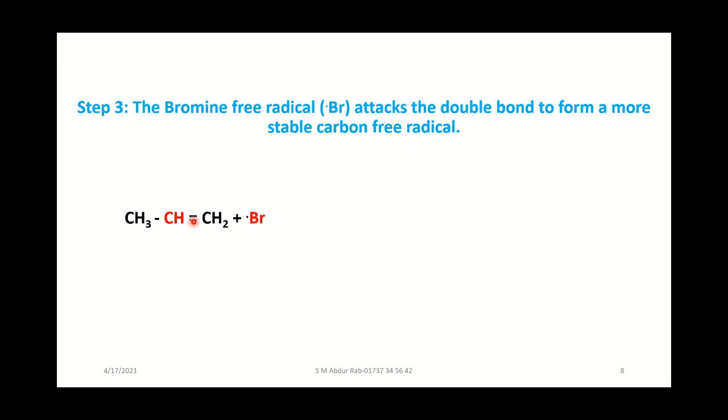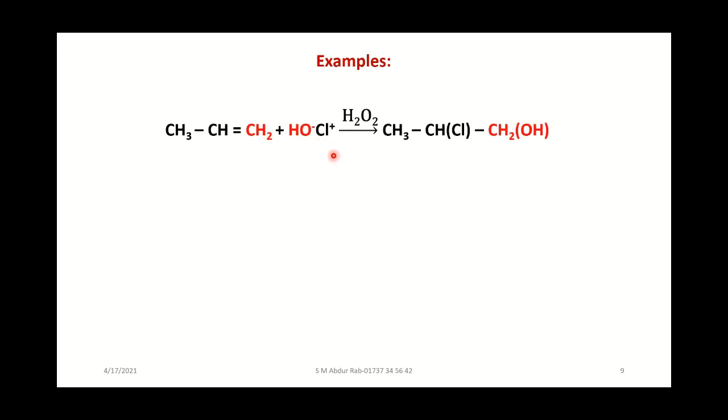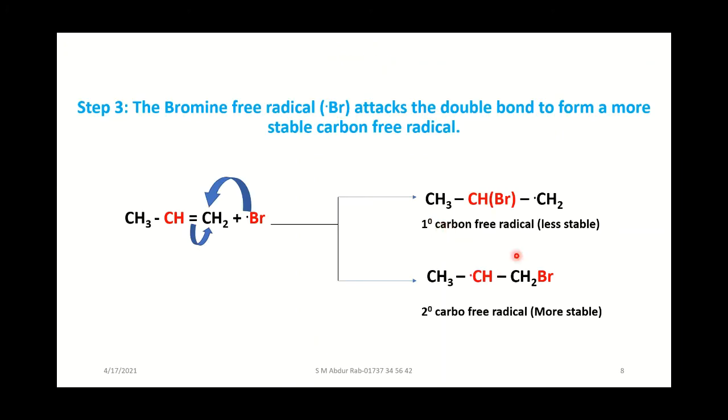At first, this pi bond breaks homolytically to produce free radicals. Then when the bromine free radical attaches to the red colored carbon, it produces a 1 degree carbon free radical, and when the bromine free radical attaches to the black colored carbon atom, it produces a 2 degree carbon free radical. Between 1 degree and 2 degree carbon free radicals, the 2 degree carbon free radical is more stable. So in the third step, bromine is attached to the double bonded carbon atom which has the higher number of hydrogen atoms. That's why this reaction is called anti-Markovnikov's.